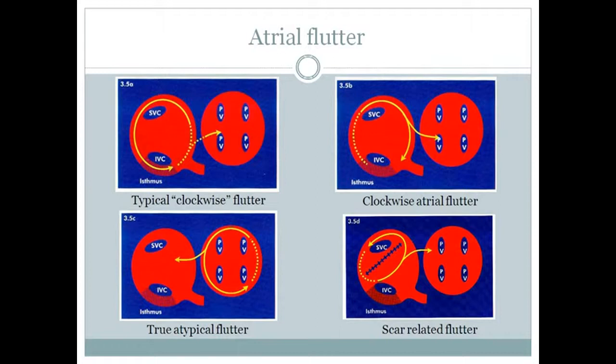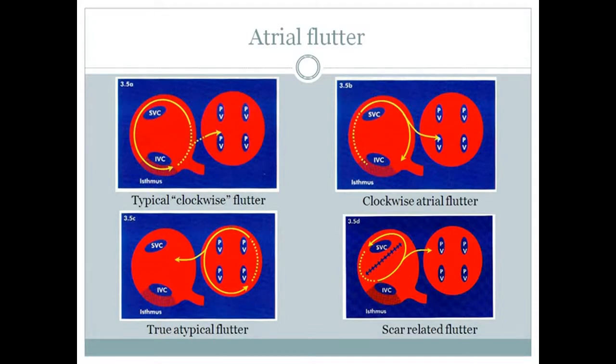The typical one, the textbook one, is counterclockwise. It goes in this direction. Then you have clockwise atrial flutter. It's also isthmus dependent and will respond to the same therapies, but it's just going in the opposite direction. On the EKG, the positivity or negativity of the P waves are going to be completely opposite of the counterclockwise.